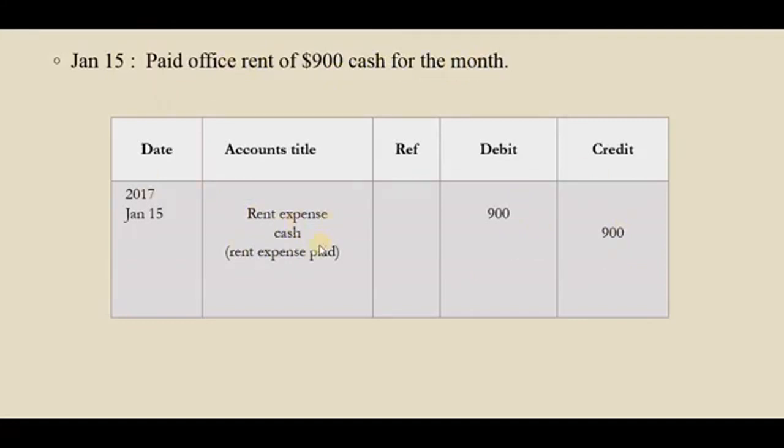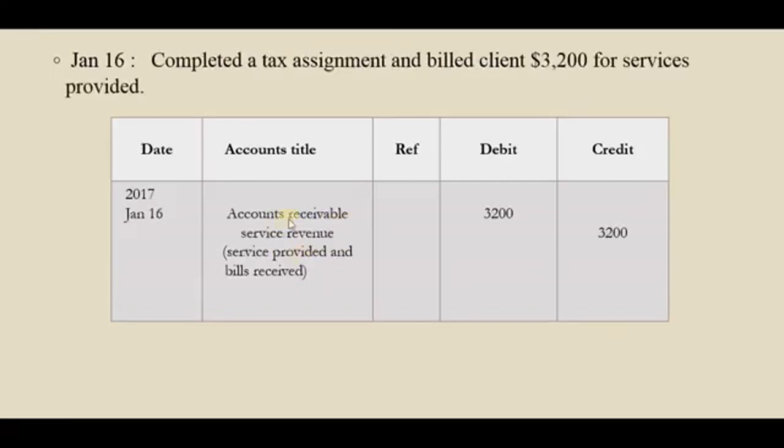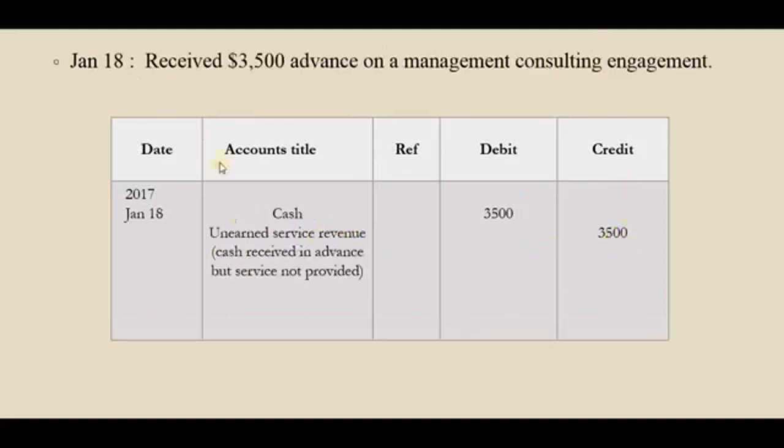In the next transaction, it says that completed task assignment and billed client 3,200 for services provided. So the money will be received in future. That's why the accounts receivable will be debit and all the money will be added into the revenue. So the service revenue will be 3,200 taka in credit.